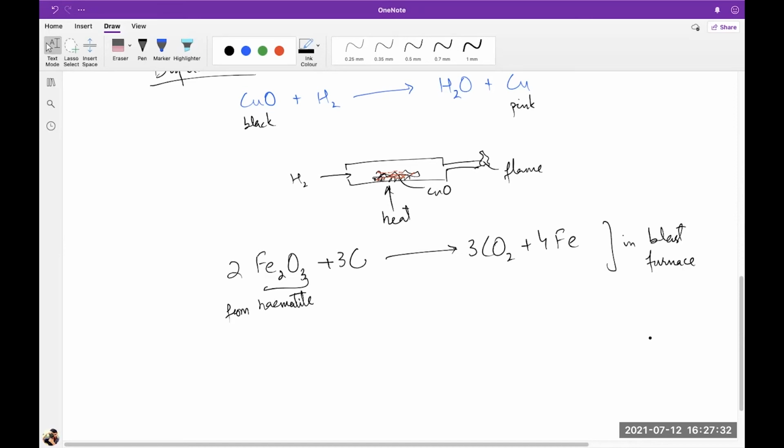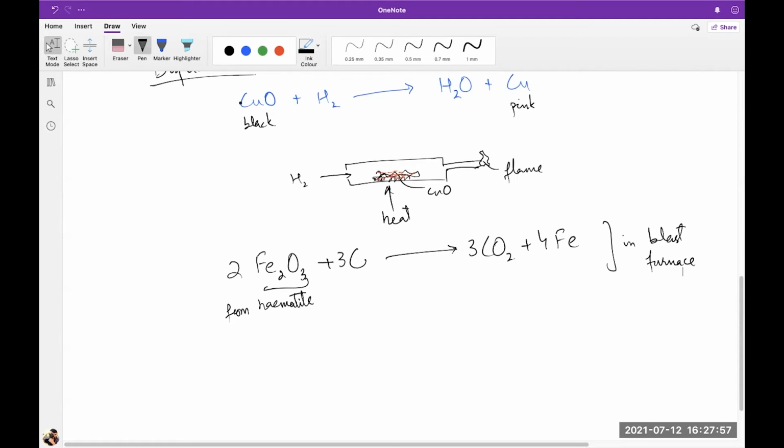Now there are multiple ways of looking at it. On the left side, carbon has no oxygen, but on the right side, carbon has 2 oxygen. So we say that carbon is oxidized. Similarly, on the left side, 2 iron atoms or ions have 3 oxygen. On the right side, there's no oxygen with iron. So we say that iron has lost oxygen. So this is displacement, or this is redox.